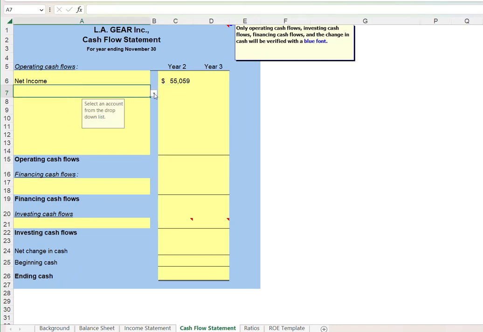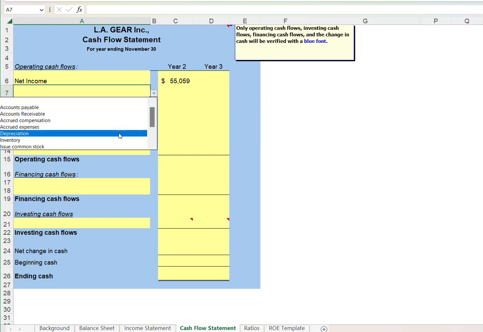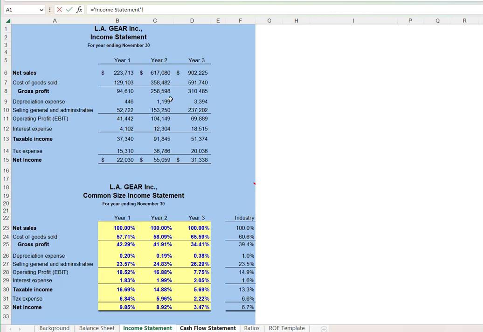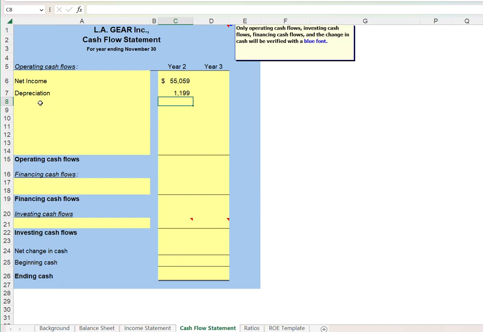Also, by convention, the first thing appearing below net income on our cash flow statement is we add back, recall, depreciation expense. So we're going to hit depreciation expense, and we can find our depreciation expense on our income statement. And again, year two, our depreciation expense was $1,199, and we hit enter. Then we're going to pick up the changes in largely our operating assets.